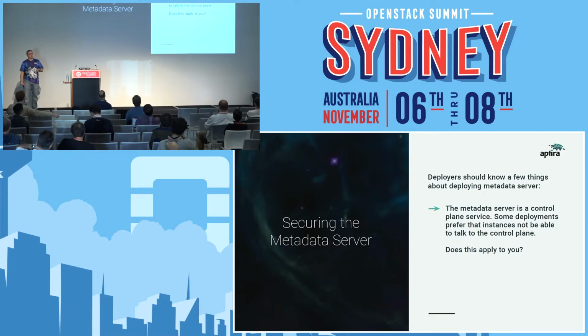Now, if you're a deployer, there's a few things you should know about Metadata Server, or you're going to have a sad face. The first thing you should know is the metadata server is part of Nova, so it's part of your control plane. And some networks have a policy where instances can't talk to control plane services. So what you're doing here effectively is you're sending a packet from an instance to a thing that's running on a box that's much more trusted than where your instance is. And so that can be an issue for some networks.